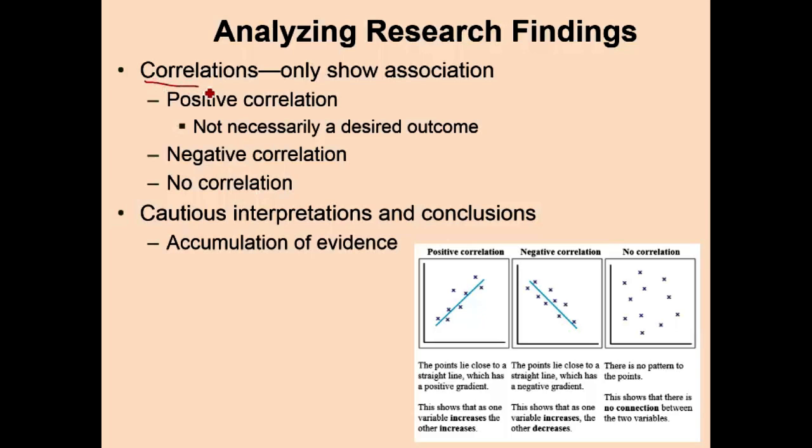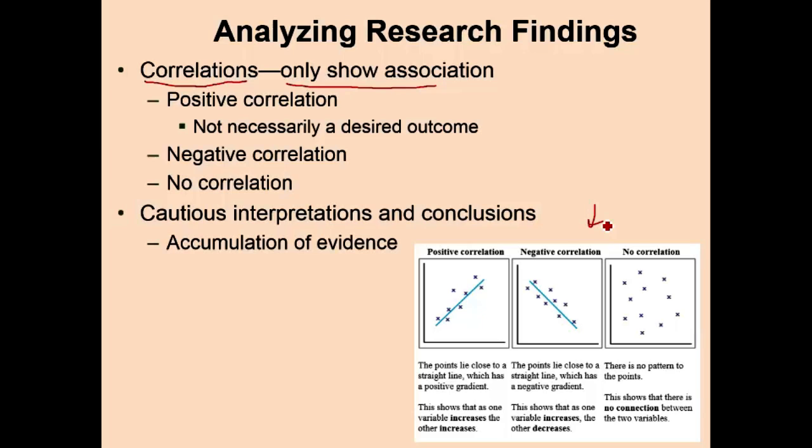A correlation only shows an association. We can have positive correlations, negative correlations, or no correlation whatsoever. And that's what this graph down here is showing. When we have a positive correlation, it means as one variable went up, so did the other.